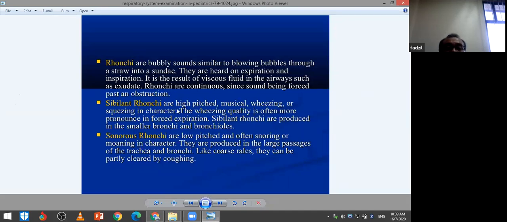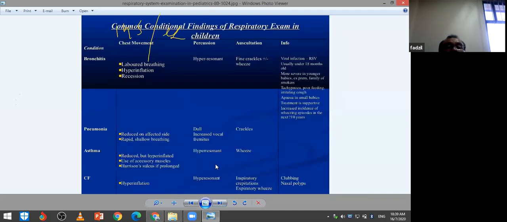Rhonchi have many types, but what you need to know is whether there is an inspiratory or expiratory rhonchi, and where it is in the lung field. Rhonchi tell you there is lower airway obstruction, small airway obstruction. So these are common findings in respiratory examination in children.